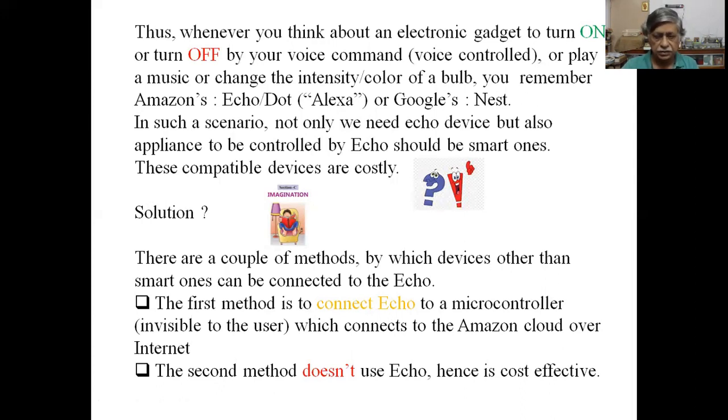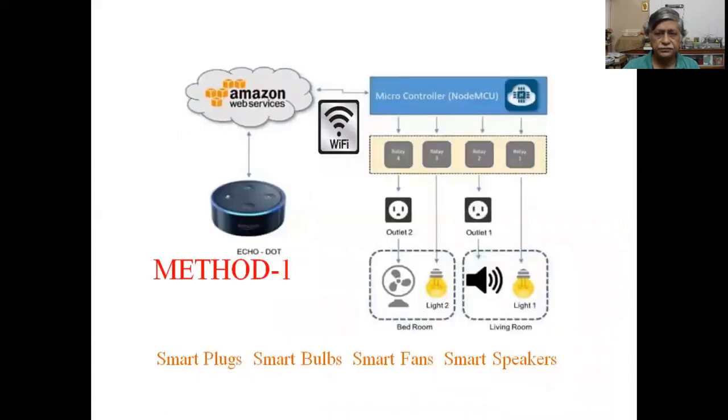The second method does not use any ecosystem or the Echo, either Echo corresponding to Amazon or Google Nest, but you can try to use a smart system, which is nothing but using software along with a little bit of hardware like a microcontroller. You can try to adopt the same thing. Hence, the system becomes cost effective.